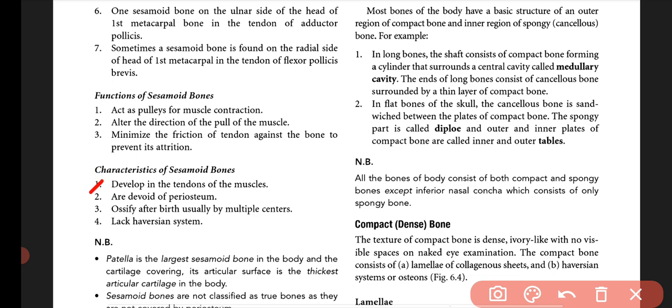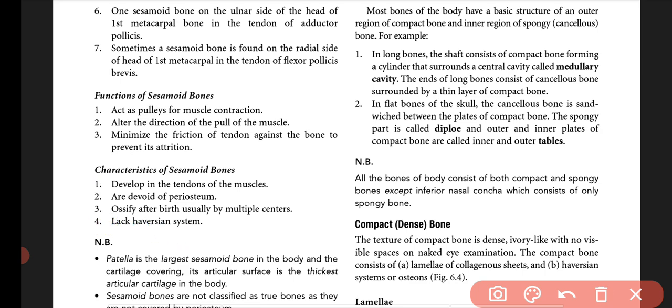Most importantly, number 2: sesamoid bones are devoid of periosteum. There is no periosteum in the sesamoid bones. They ossify after birth, usually by multiple centers. It is the bone which ossifies after birth, and it lacks the Haversian system.